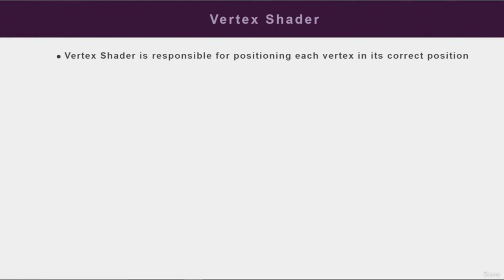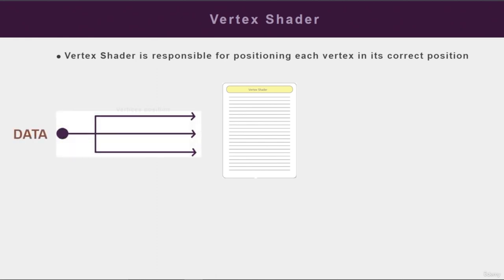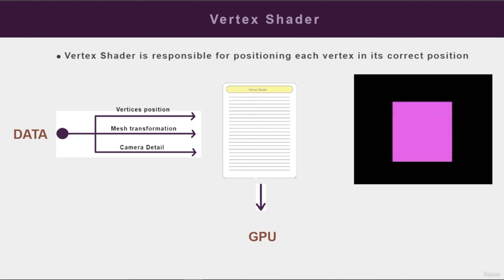First, we have to write the vertex shader program, and then we send data to this program. And this data can be the vertices position, the mesh transformation, and the camera details. And then the GPU will execute what has been written inside the vertex shader program by putting each vertex in its position. Each vertex will go through the vertex shader program separately. So in case we have 4 vertices, then the vertex shader program will get executed 4 times.